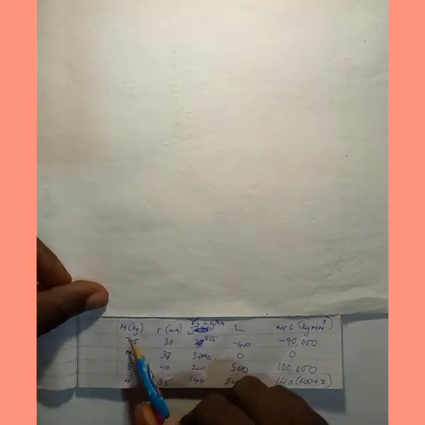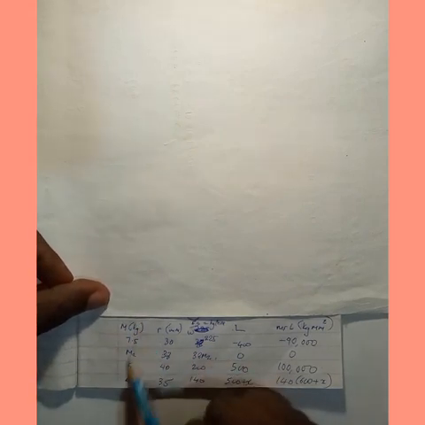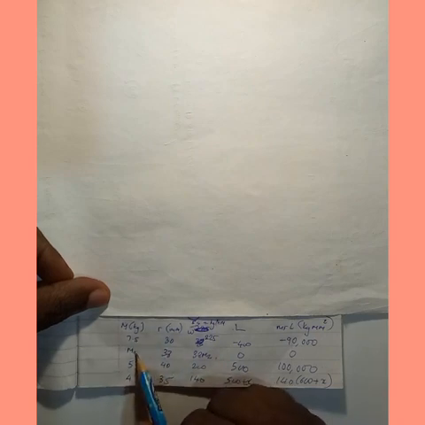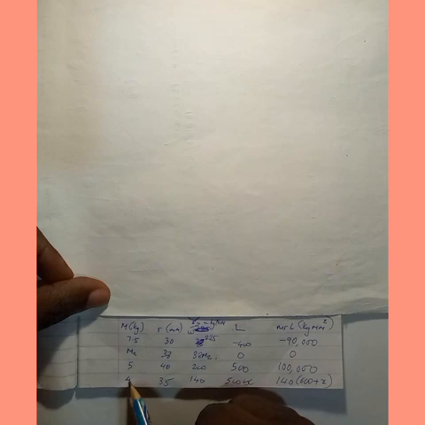So to save our time, the table is drawn already. We have the first column containing the masses. This is the first mass. The second mass, M2, is unknown. The third mass, and then the fourth mass.